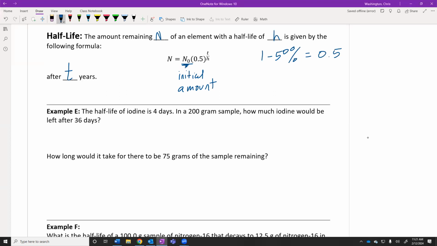So if the half-life's like 5 years and 15 years have passed, the amount has decayed by half 3 different times. And we got that by dividing. So we got to divide the time by the half-life.